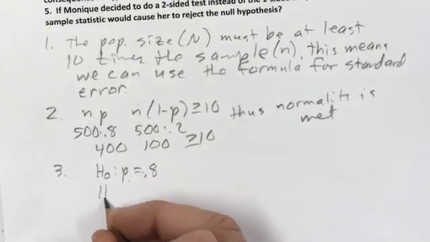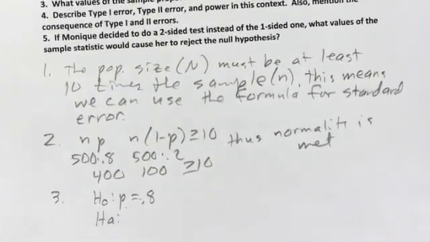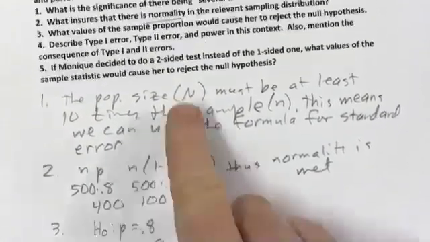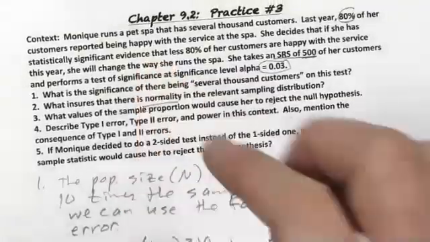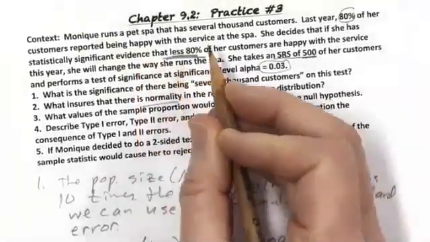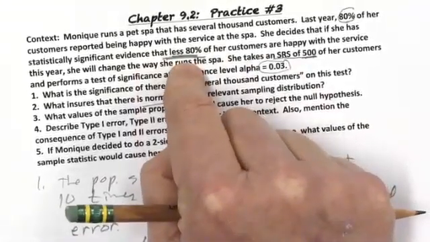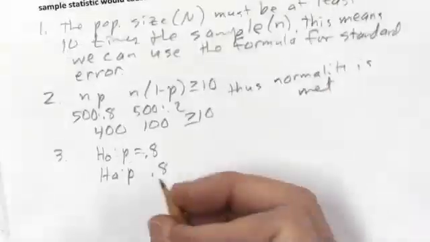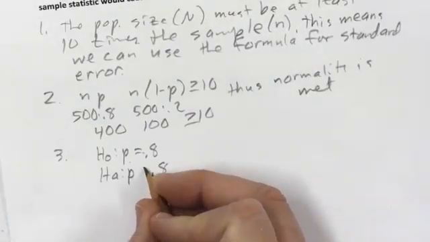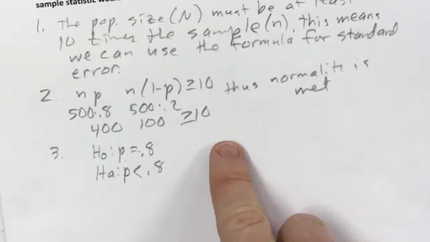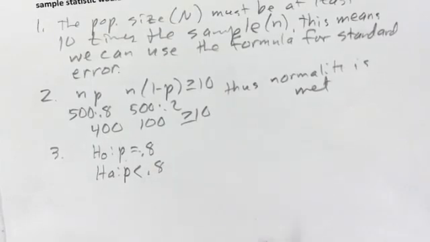All right. The alternative is what we suspect might be true or what would call for a change or for a difference, and it's less than. That is what's going to cause the problem. If she has evidence that less than 80% of her customers are satisfied, then she's going to change things. So it would be less than, like that. And of course, if you were writing this fully out, you would define p as the proportion of our customers that are happy this year.